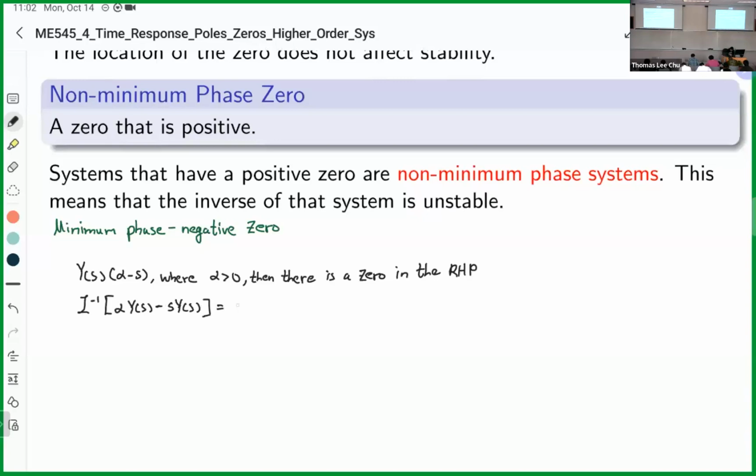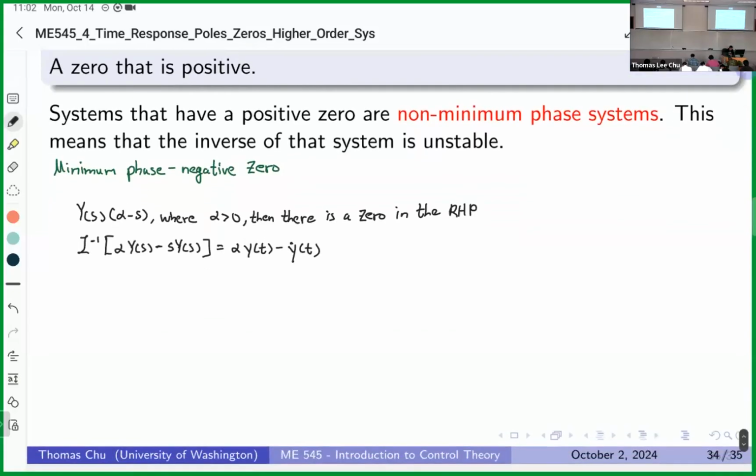And we get alpha y of t minus y dot of t. So what we're seeing now is a negative derivative. Usually what this kind of response will be is, let's say the system is stable, then our transient part, which is y dot, will go to 0 eventually.